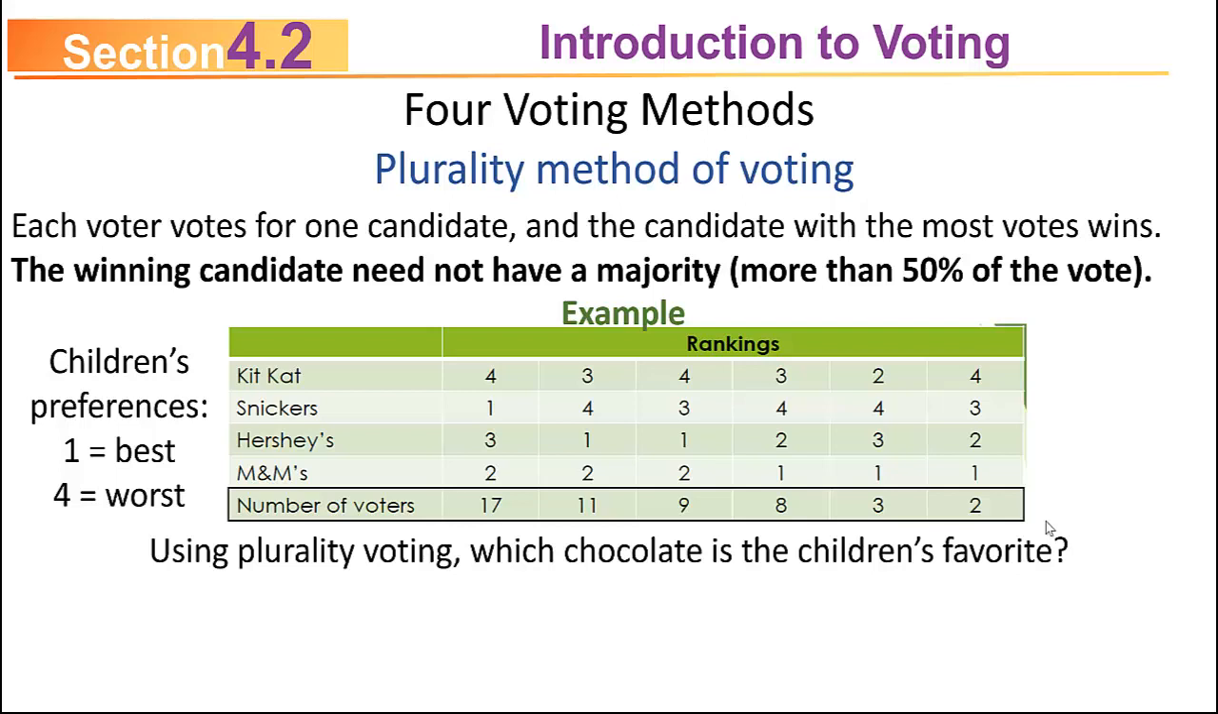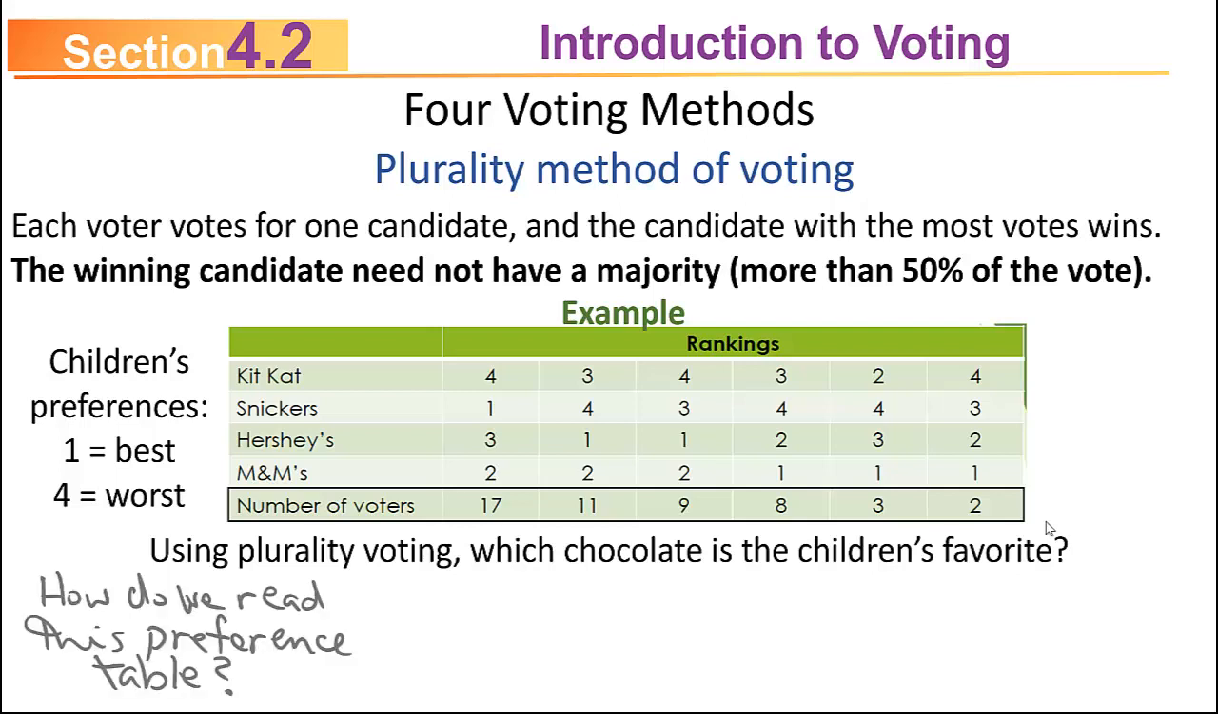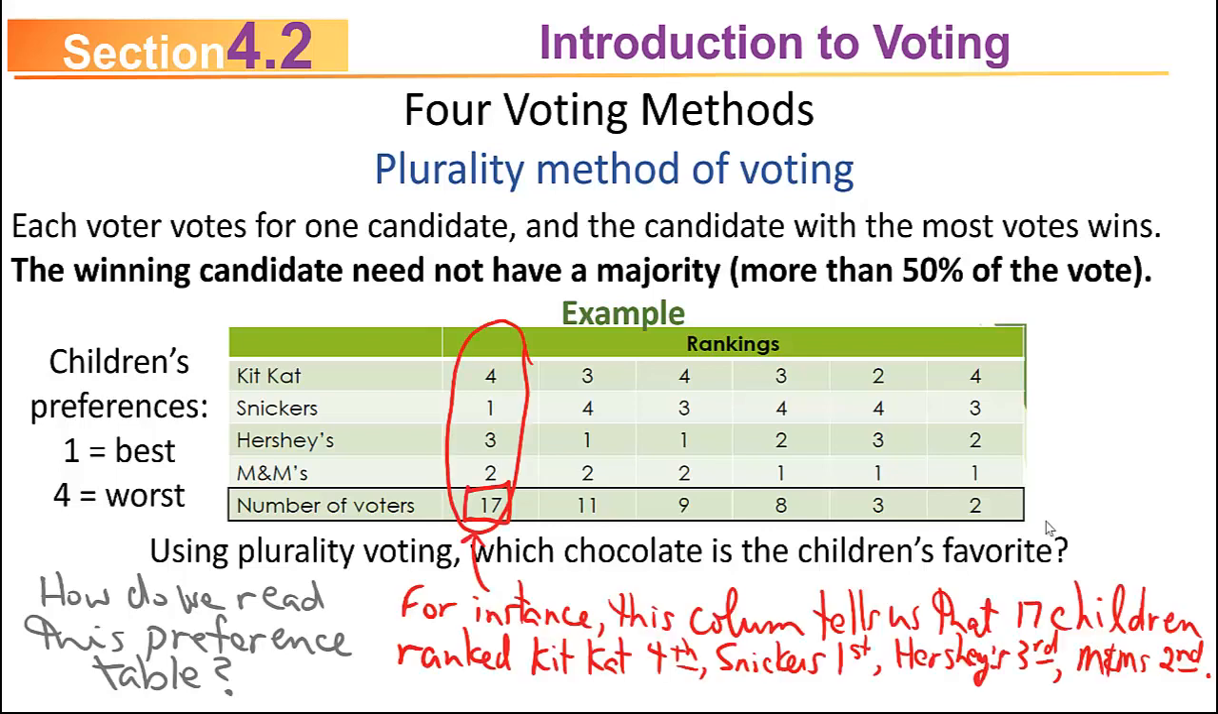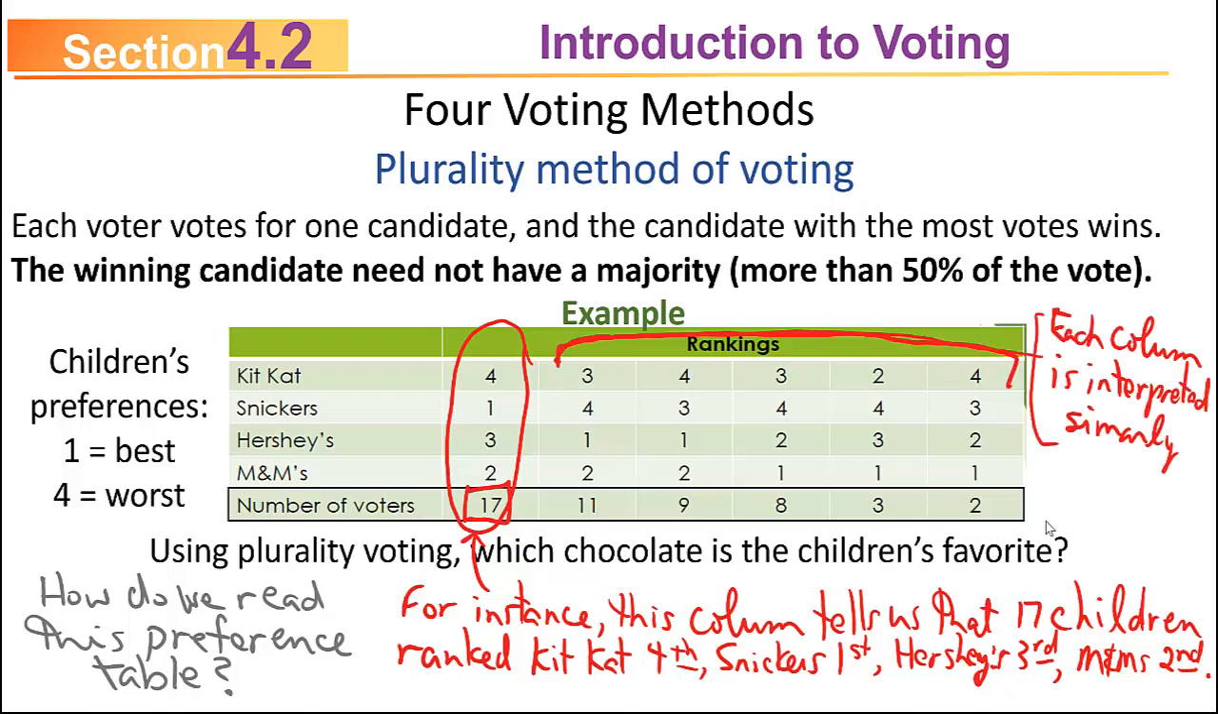The question is, using plurality voting, which chocolate is the children's favorite? Now, how do you read this preference table? Well, we talked about that a little earlier, but in particular here, if I look at that first column, it tells us that 17 children ranked Kit Kat 4th, Snickers 1st, Hershey's 3rd, and M&M's 2nd. And you can go down the columns similarly.